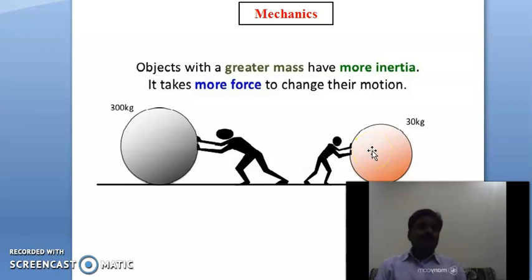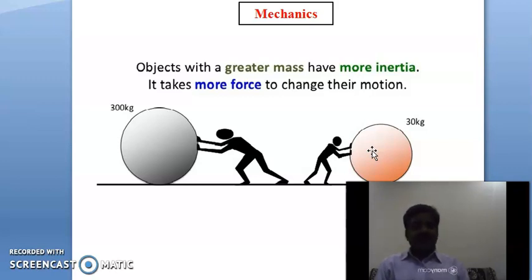Initially both are at rest. Then let me know what to do to make them move. To bring them in motion, what to do? Certainly, your answer is force is required. The next question arises: in which case is more force required to set them in motion?